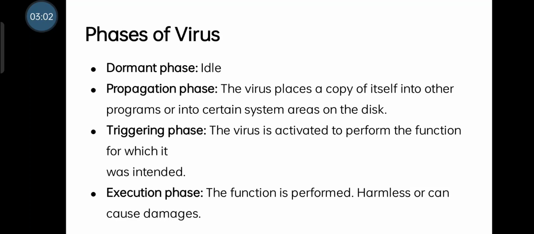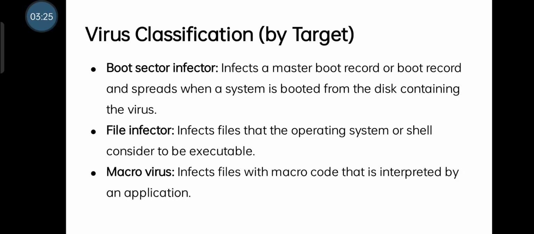Dormant is idle. Propagation is where the virus self-replicates itself. Triggering needs some function to trigger or call the virus program, so the virus is activated to perform the function for which it was intended. In the execution phase, the function is performed, which is harmless or can cause damage. Virus classification by target includes boot sector infector, file infector, and macro viruses.